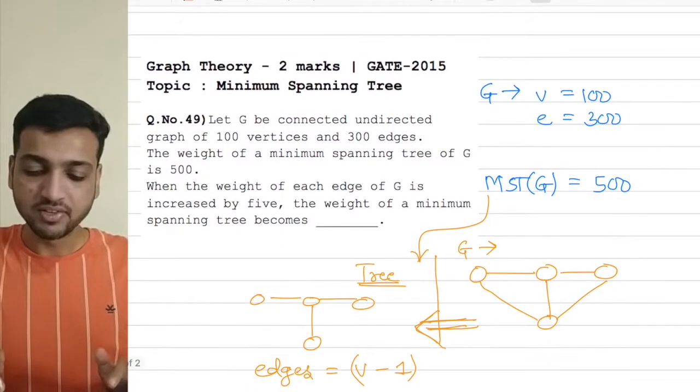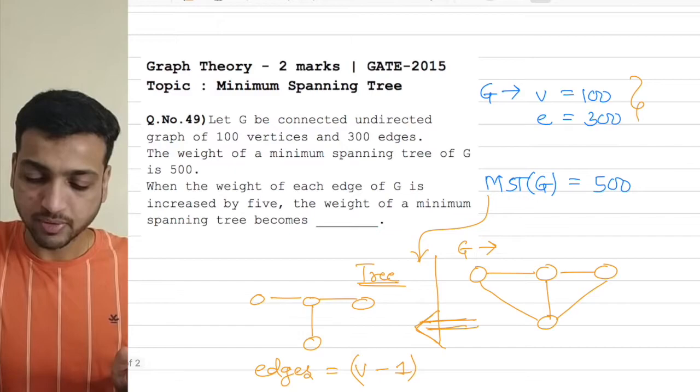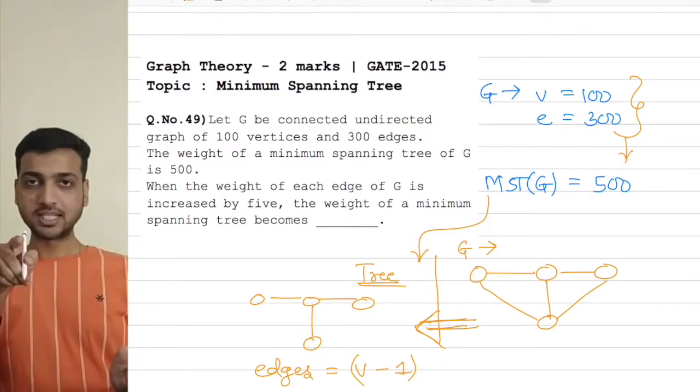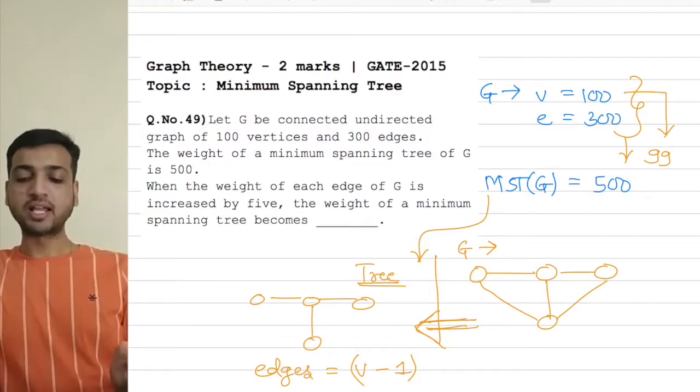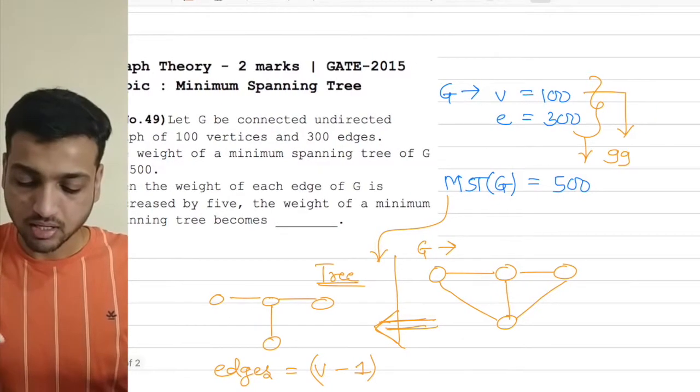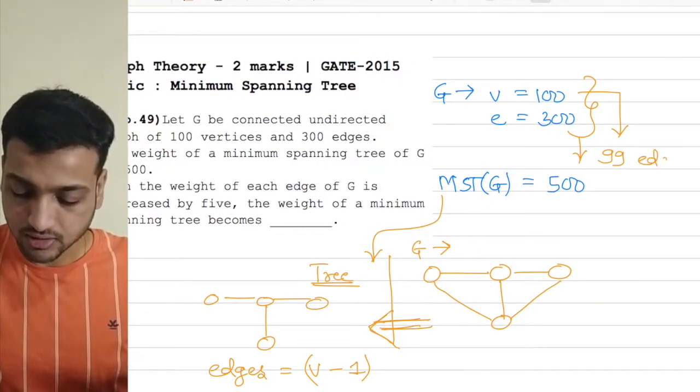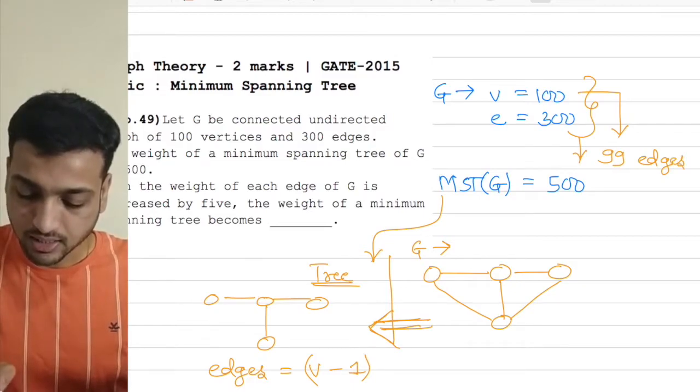So even in this graph's MST, the number of edges in the MST is going to be 1 less than the number of vertices, which is 99. So let me write it down there. I'm going to have 99 edges, 99 edges in the MST.